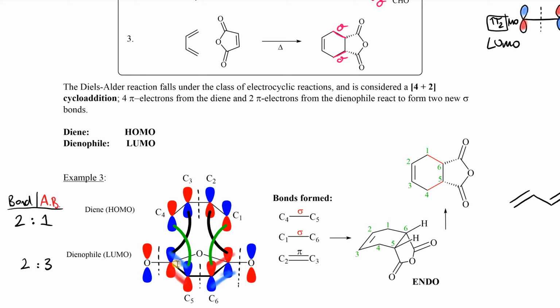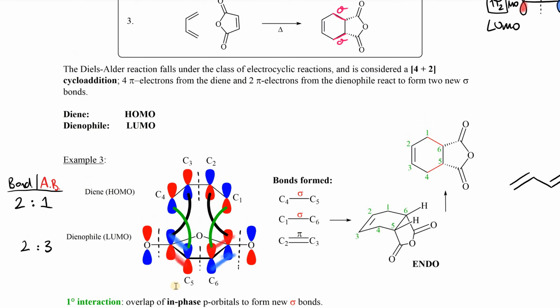We're trying to show that a sigma bond can form between 4 and 5 and 1 and 6, just like with our simple example with ethylene. Same thing here. We're trying to form the 4, 5, and 1, 6 bond by the overlap of in-phase p orbitals, which is what we're calling the primary interaction here in green.